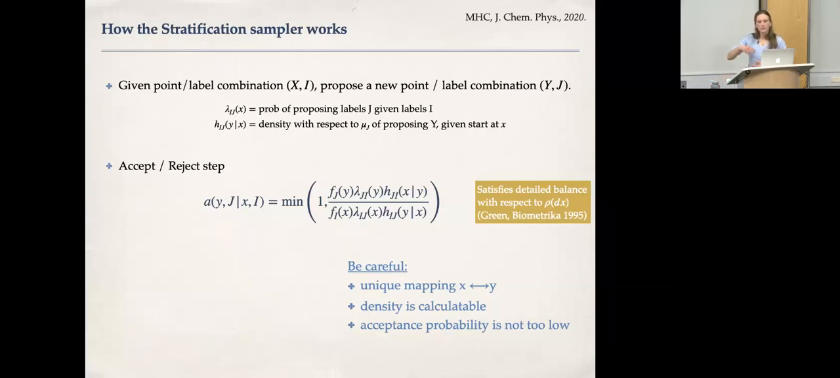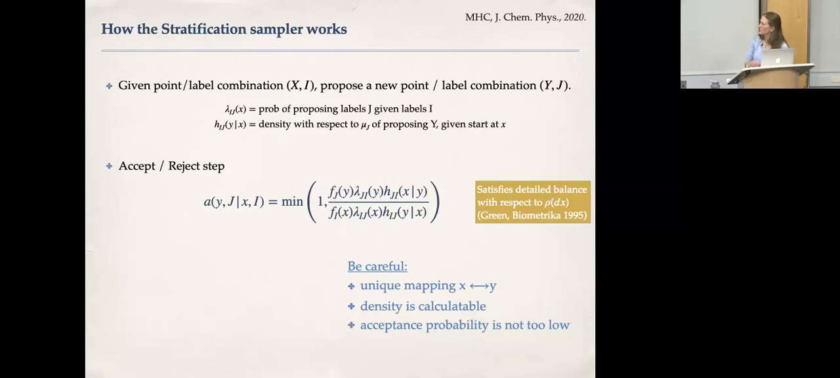combination. So we first propose a label, i.e. a new manifold, and then once we decide which manifold we want to move to, we propose a point on that manifold. There's some density of probability of proposing labels, and densities of proposing points on a manifold, which we assume we can calculate. And then we do an acceptance-rejection step. This is the usual Metropolis-Hastings formula for accepting and rejecting. If we reject, you go back to the beginning and try again.